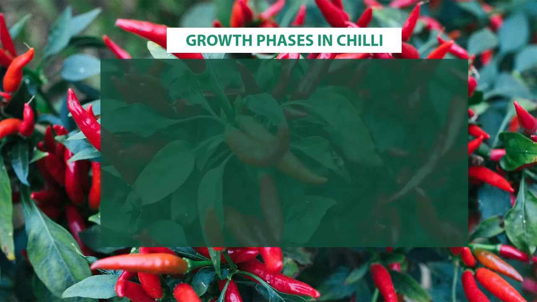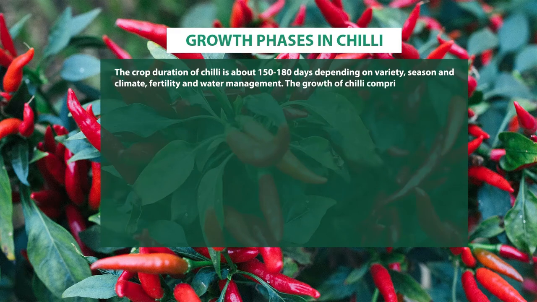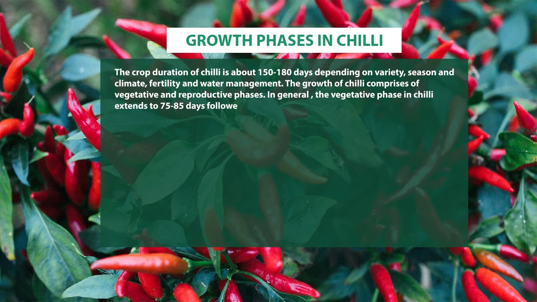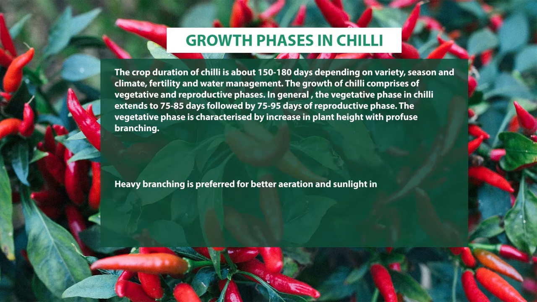Growth phases in chilies. The crop duration of chilli is about 150 to 180 days depending on variety, season, climate, fertility and water management. The growth of chilli comprises vegetative and reproductive phases. In general, the vegetative phase extends to 75 to 85 days, followed by 75 to 95 days of reproductive phase. The vegetative phase is characterized by increase in plant height with profuse branching. Heavy branching is preferred over compact varieties for better aeration and sunlight infiltration into the canopy. This also helps in preventing fruit rot.